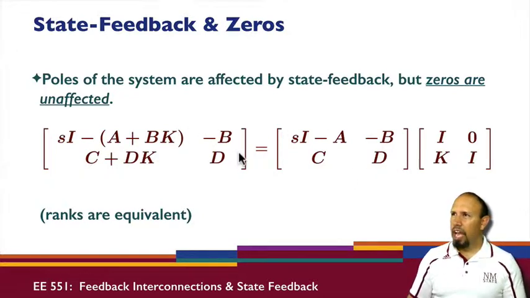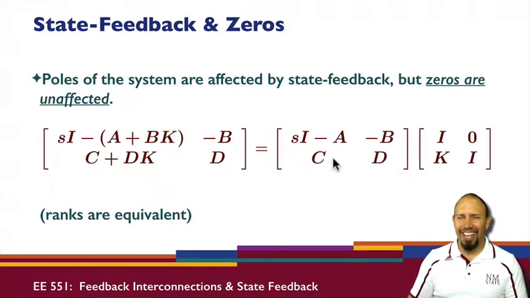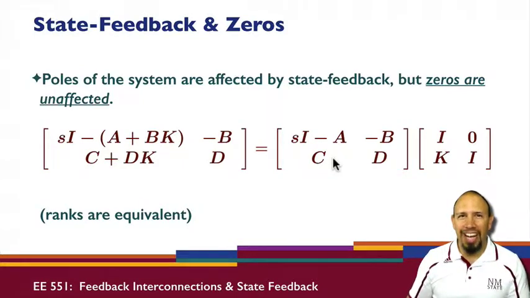So the rank of this matrix is equal to the rank of that matrix. Whenever this drops rank, this drops rank. Similarly, whenever this drops rank, this drops rank for those same values of s. So the invariant zeros are unaffected by state feedback. Stay tuned and we'll talk a little bit about Ackermann's formula.